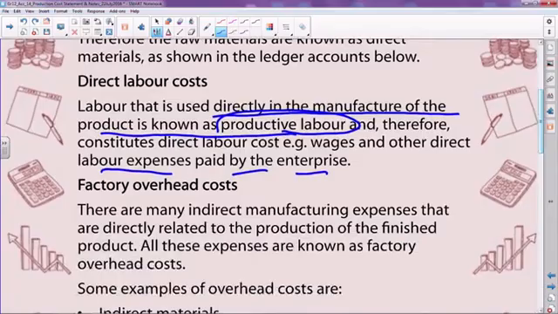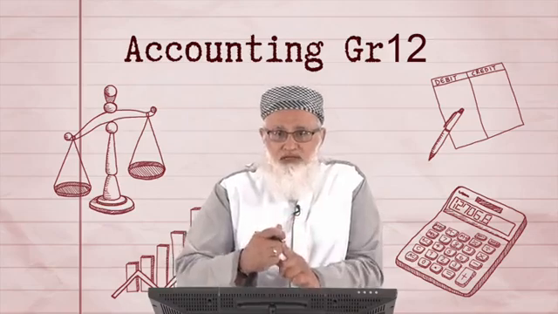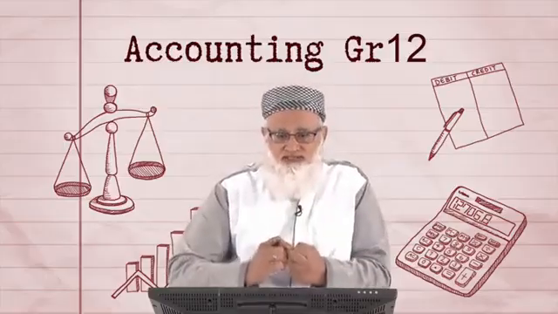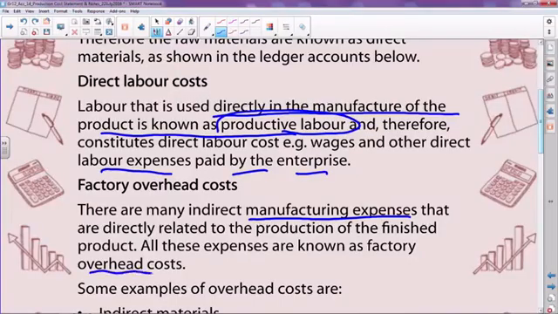When we talk about factory overhead costs, there are many indirect manufacturing expenses that are directly related to the production of the finished product. Let's explain that. We're saying they are not direct in terms of labor and material, but yet they would constitute part of the cost of the product. These are what we know as your factory overhead costs.